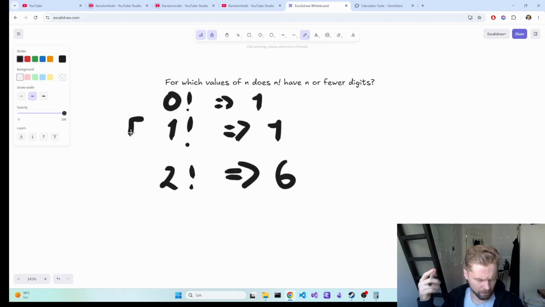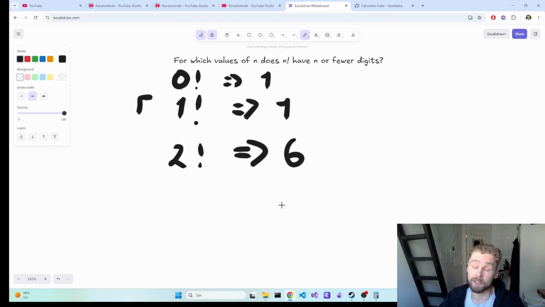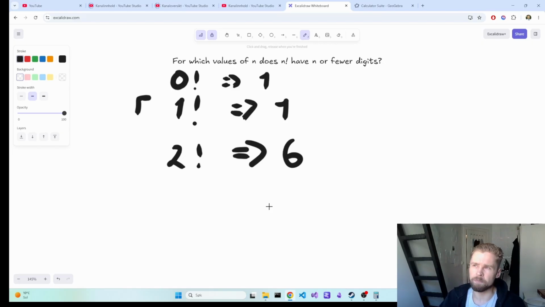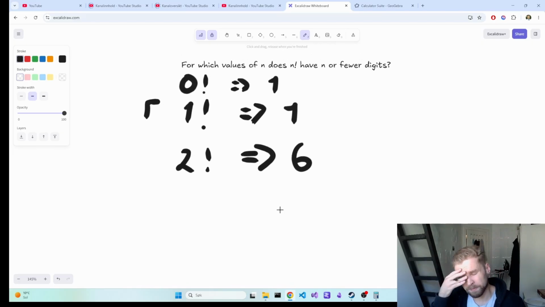Does n factorial have n or fewer digits? How am I supposed to figure this out? But this is a common problem that I see, where I don't know how to do it, and then people just stop. Now it's our job to figure out how to do it. Well, if I go now, I'm just brute forcing it. Honestly, I don't really have a clue right now.